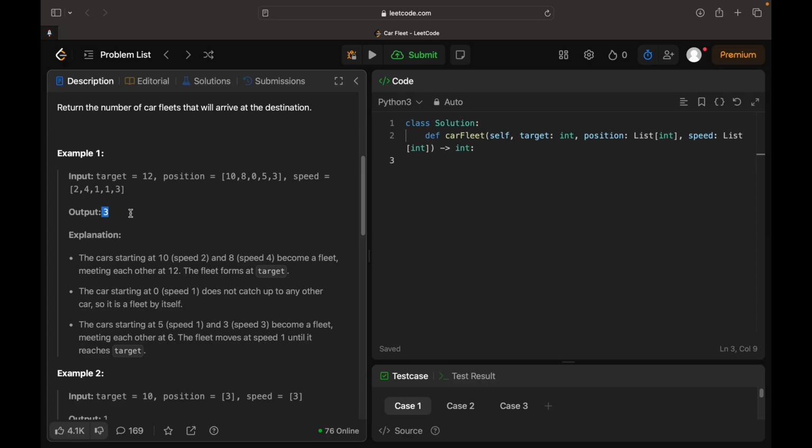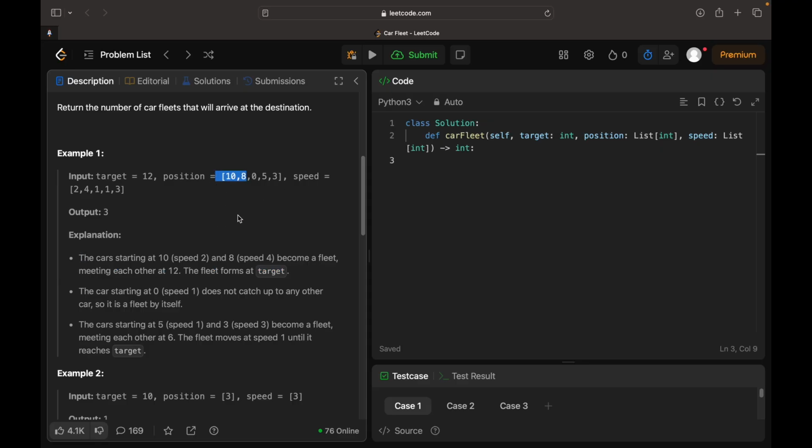Why? That's because the cars starting at 10 and 8, with speed 2 and speed 4, become a fleet. A fleet is essentially one car or multiple cars meeting each other at the target at the same time. So at R1, you are traveling from 10 and speed is 2. At 8, the speed is 4. So both of them reach 12 at a similar time. So the fleet forms at target. So one fleet is created here. Okay, so 10 and 8 are out of the equation.